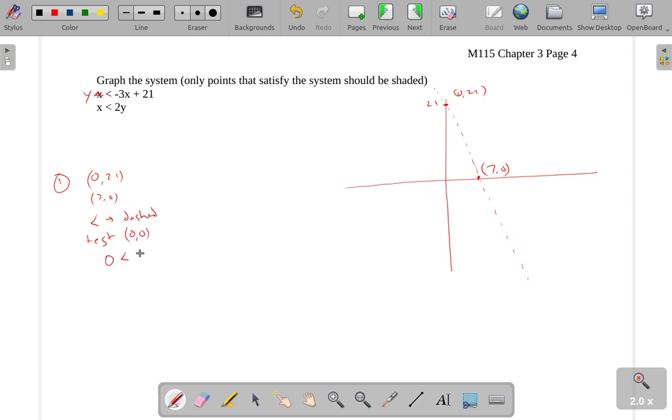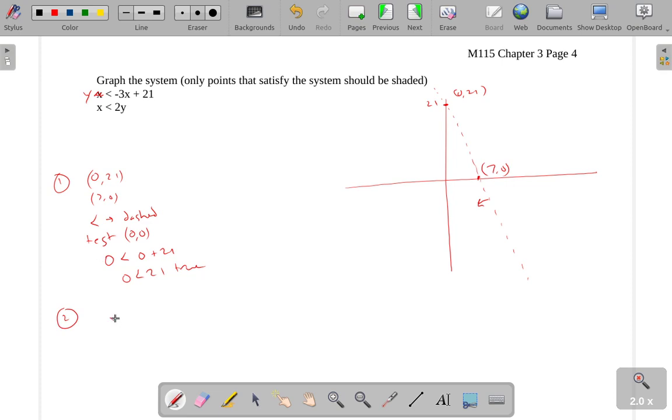We get 0 is less than 0 plus 21. Again, just plugging in zeros for both y and x. Both of those just go away, becoming zeros. And so 0 is less than 21 is true, which means that is the correct side of the line. But I don't want to shade quite yet, because I need whatever is shaded to satisfy both inequalities. Right now, I just know that the stuff over here satisfies the first inequality. I need to also consider the second one, so that's what I'm going to do now.